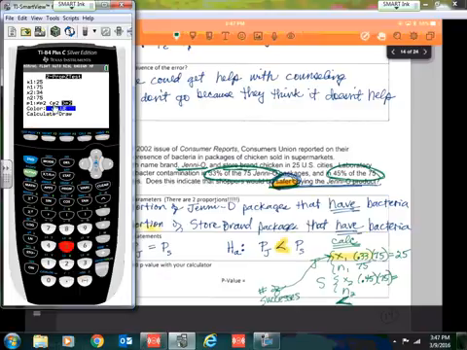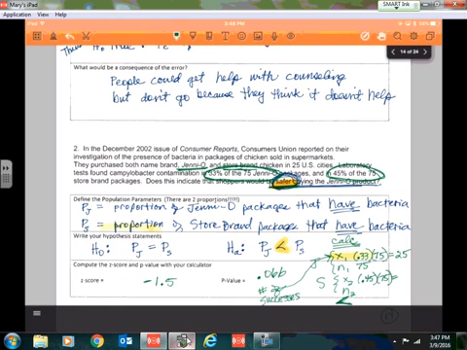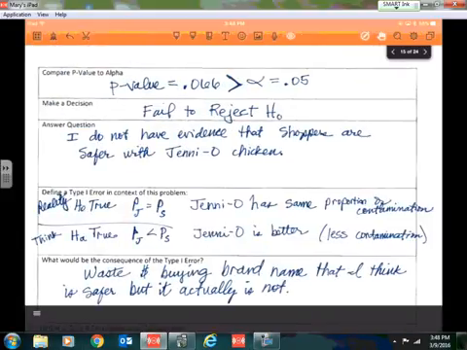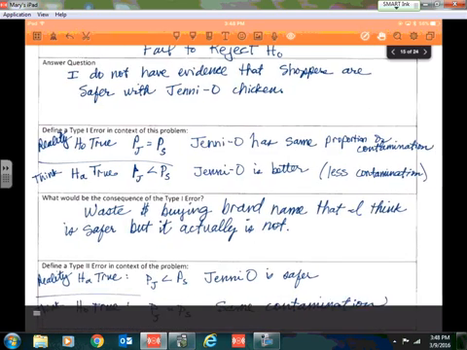I think that Jennie-O has less contamination, so that puts it as this less than tail. And I'm going to go down now and calculate that. So therefore, you can see that your z-score is negative 1.5 and your p-value is 0.066. So with that being your stuff, then you can come over here and I'll just leave this like this. See, then you fail to reject. So I do not have evidence that it's safer with Jennie-O, and so on.